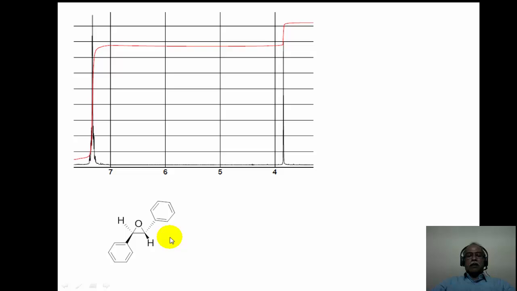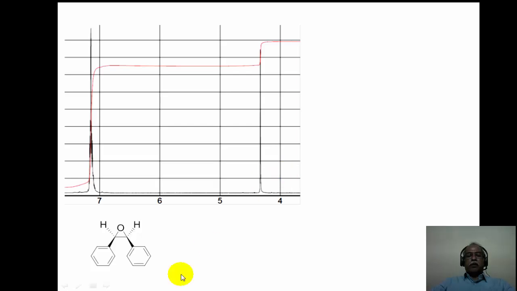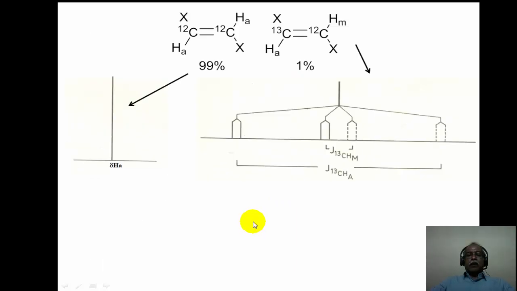In the trans isomer, the two hydrogens come at 3.9 ppm or so, whereas in the cis isomer here it comes around 4.2 ppm or so in the NMR spectrum for the two hydrogens, which are the epoxide ring hydrogens in this molecule. That is why we use the carbon-13 satellite spectrum.